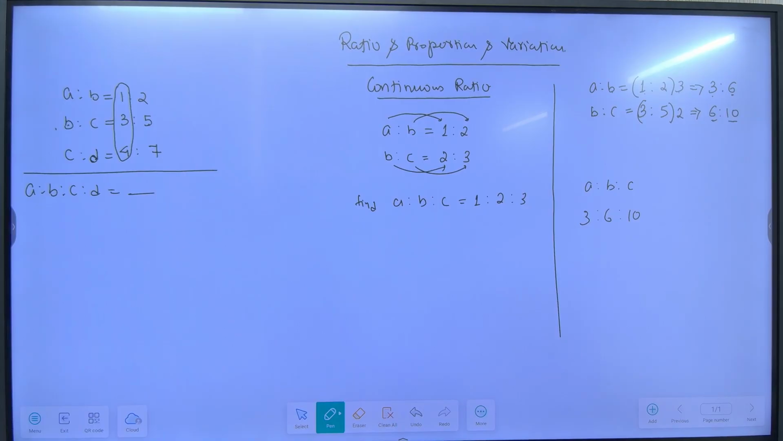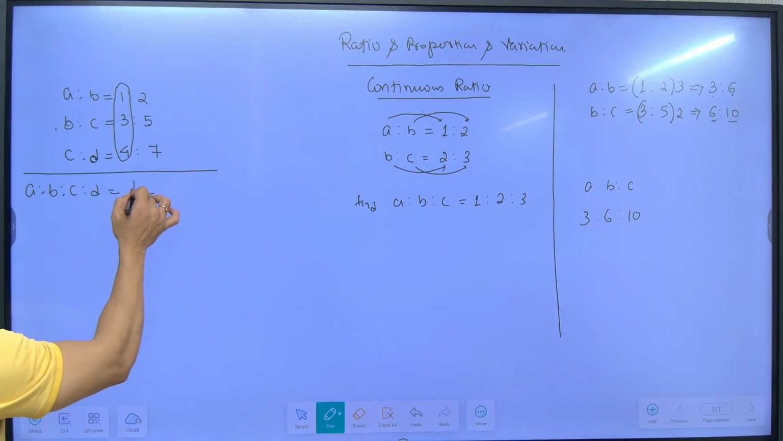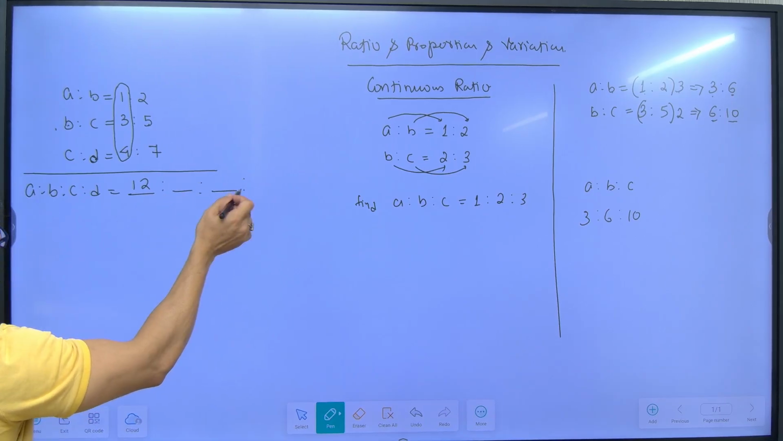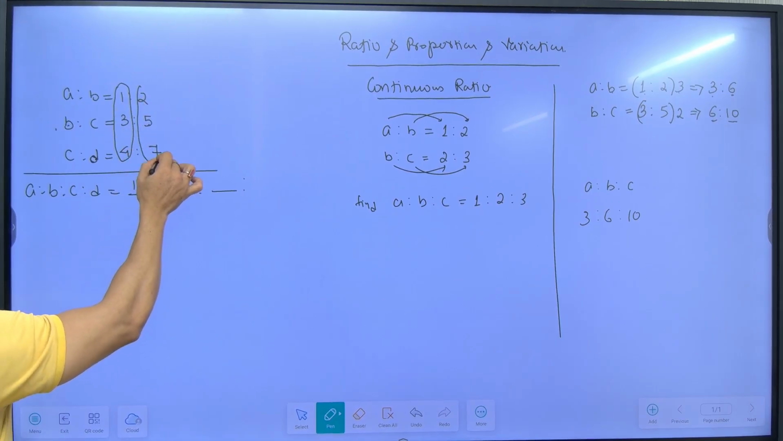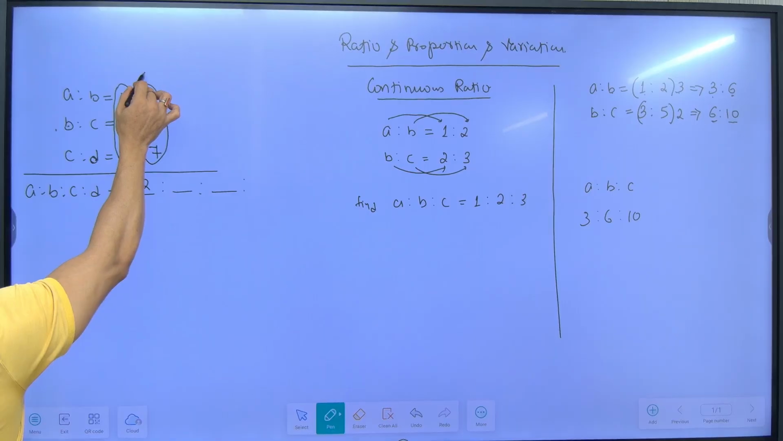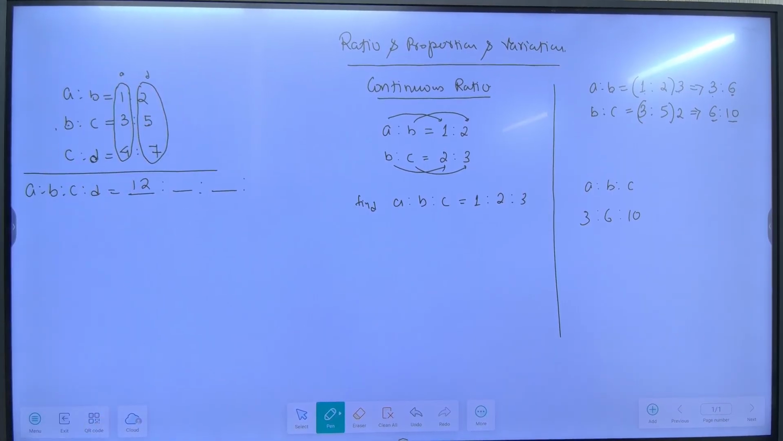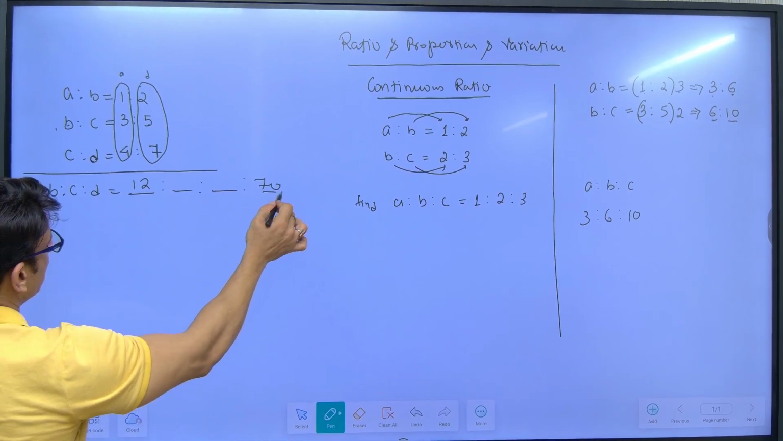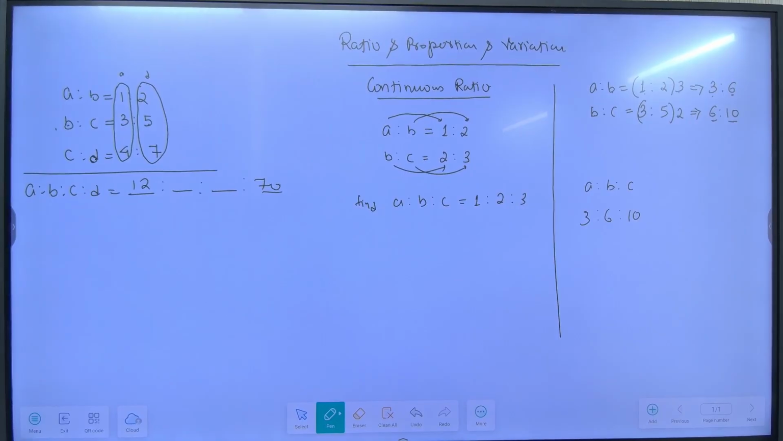What is 4 into 3 into 1? It is 12. B is not known, C is not known, but we can also find D directly. And how do you get the value of D directly? Multiply all the last values. So what is 7 into 5 into 2? 70 here. So you got A and D. Now, if I have to find the ratio of A to B, that means I have to find out the value of B.